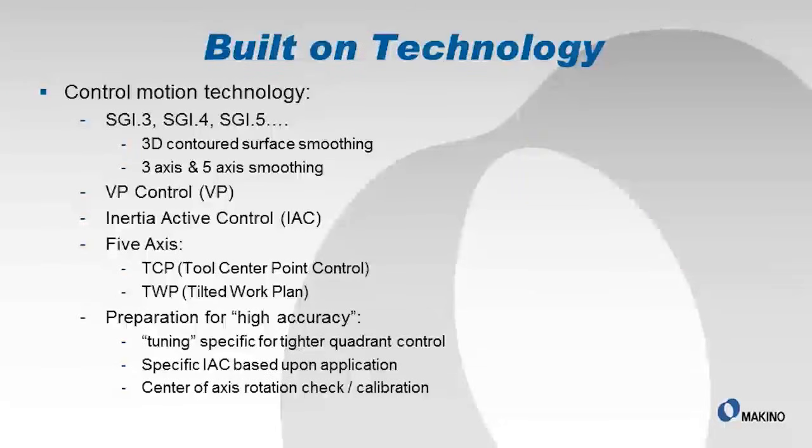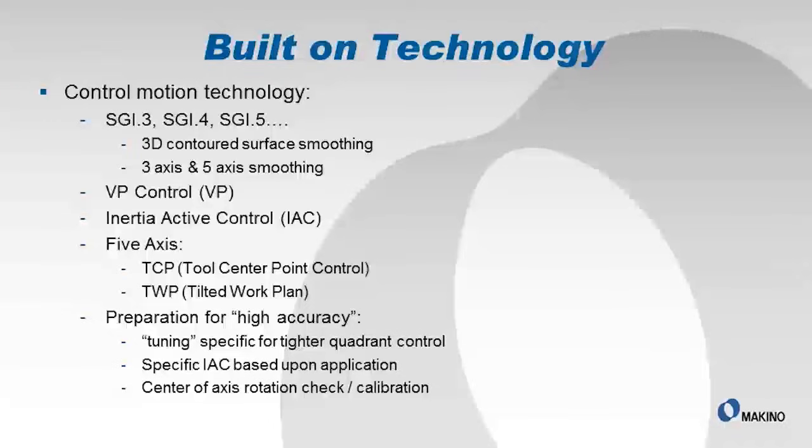Finally, we've come up with some things ourselves we refer to as preparation for high accuracy. We talked earlier about tuning. We can actually go into a tuning cycle. We can trigger a tuning cycle on the machine tool and go in and check specifically to get tighter control over quadrant crossover points for better surface finishes and better tolerancing. We can also go into the inertial active control, or IAC, and basically tune that.